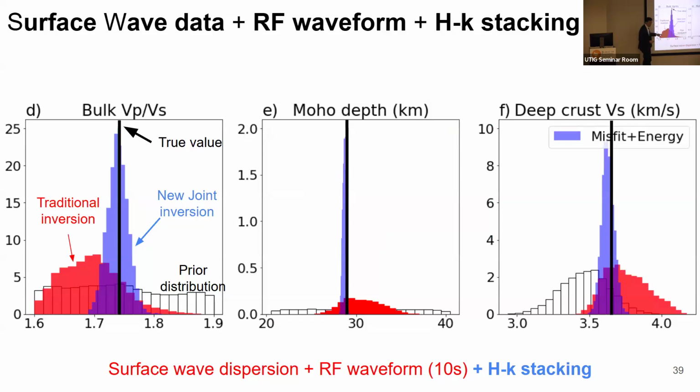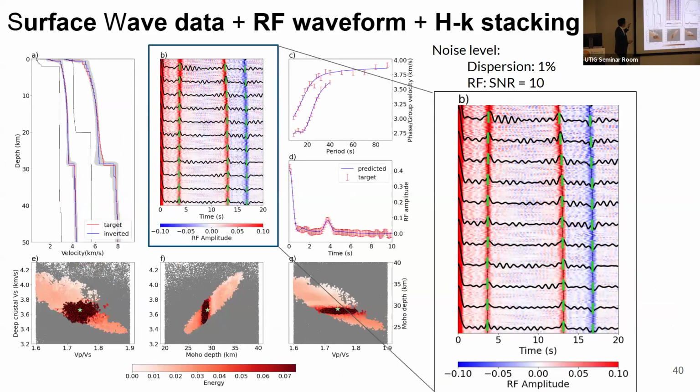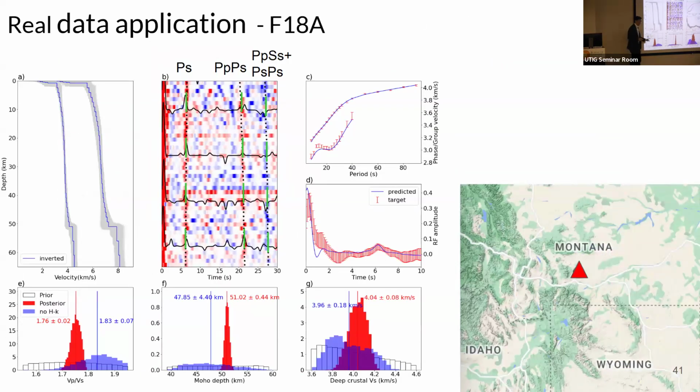Look at the posterior distribution. This is for the VPVS ratio. With the new inversion, suddenly we can constrain it. As a result, Moho depth uncertainty goes down a lot. And this is from the synthetic test. If we add noise, it's still working. If we apply it to real data, it's still working.